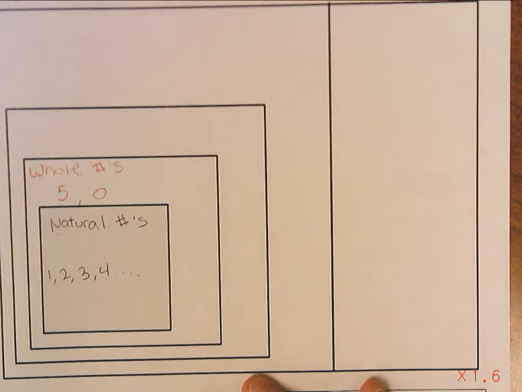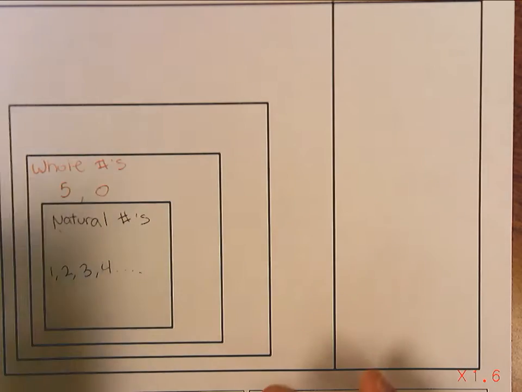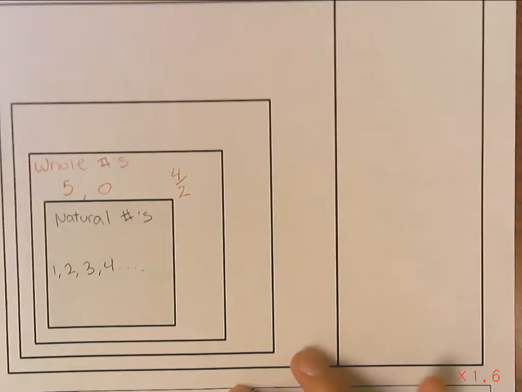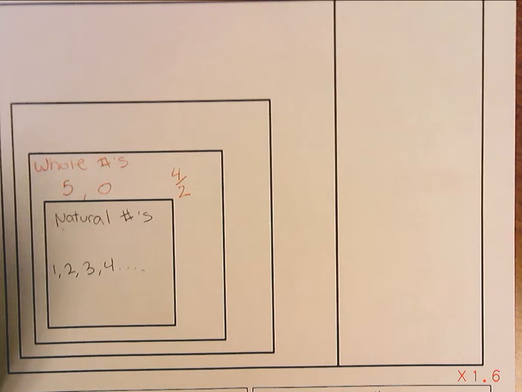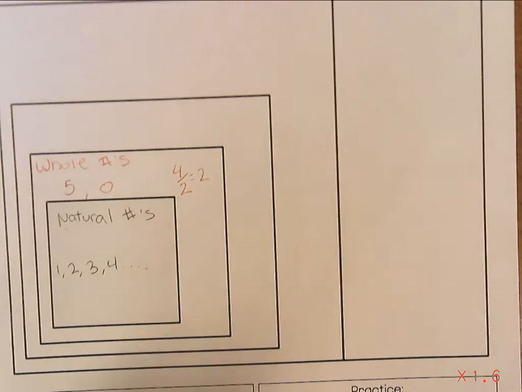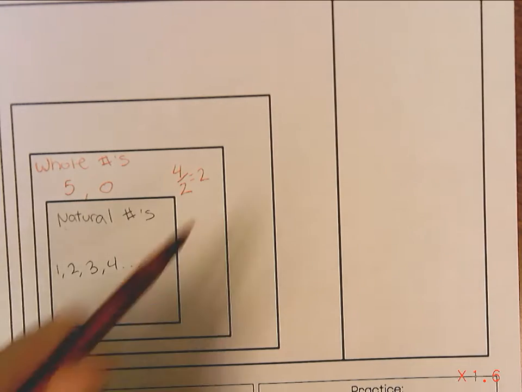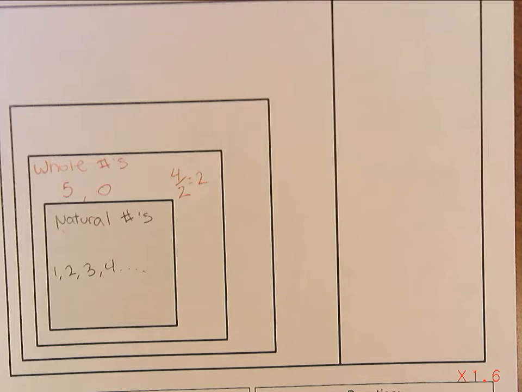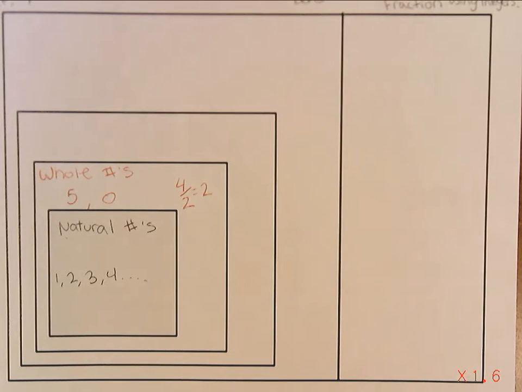You start at 1. It also includes, here's a weird one, if you have 4 over 2. If you had 4 over 2, it looks like a fraction, but if you simplified that, you would get 2. Simplified, 4 halves is 2, which means that 2 is a whole number. So 4 halves would be a whole number.